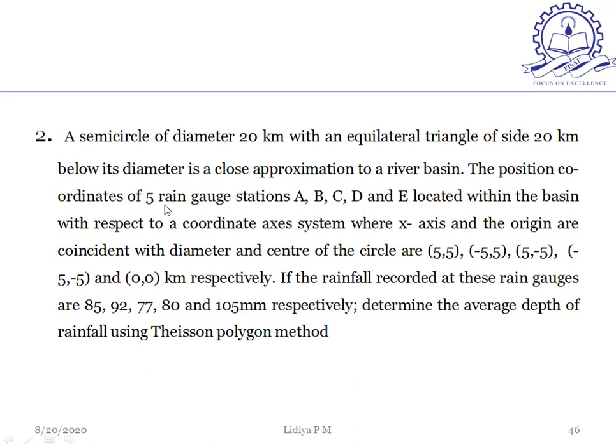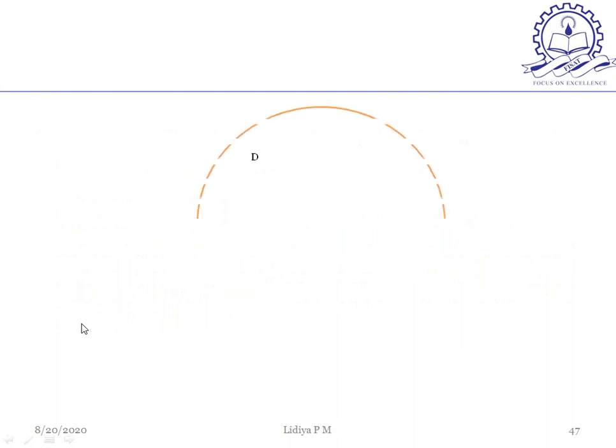The position of 5 rain gauge stations is given like this. The coordinates are given like this. As the center of the circle, it is 0, 0. And the origin is coincident with the diameter and the center of the circle. So if you consider, this is a semicircle and this represents the equilateral triangle. It's a combination of semicircle and equilateral triangle that represents the river basin area.